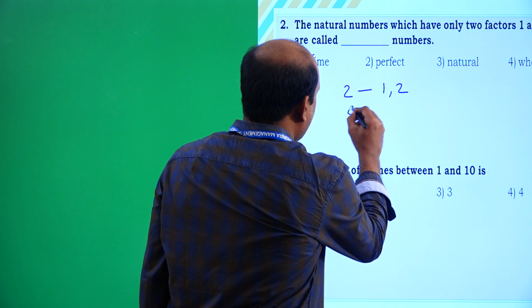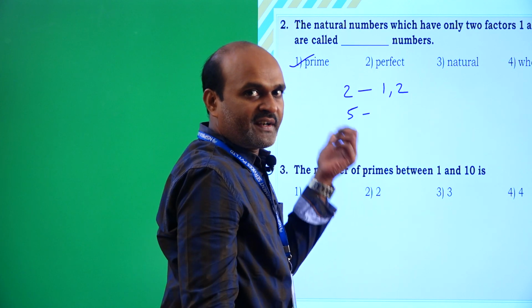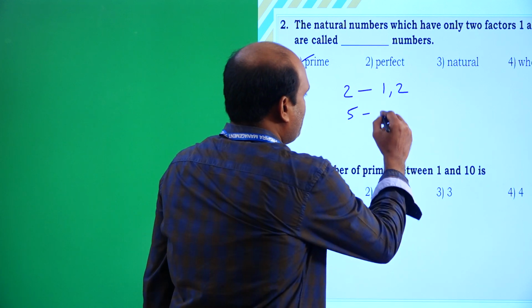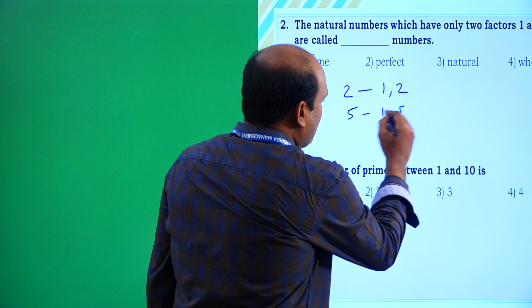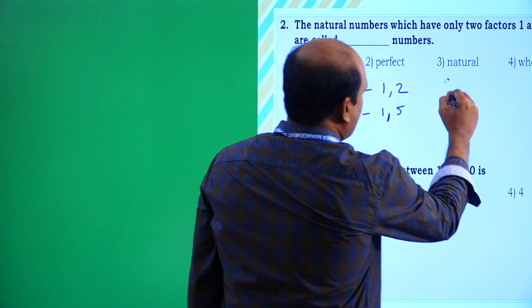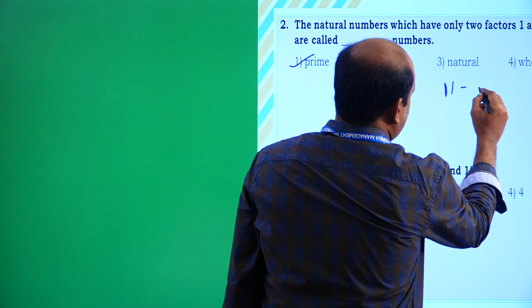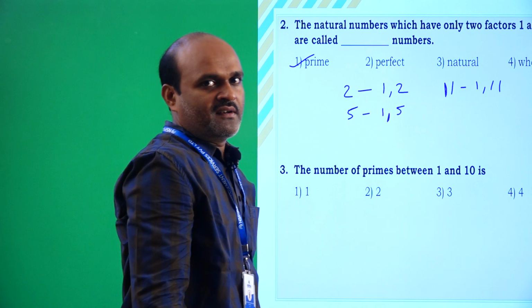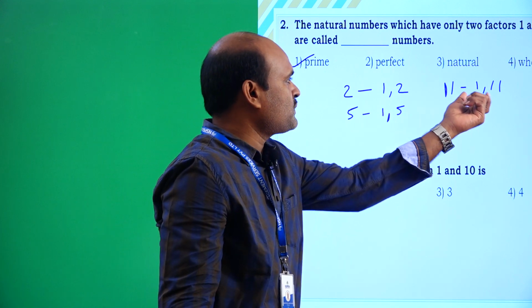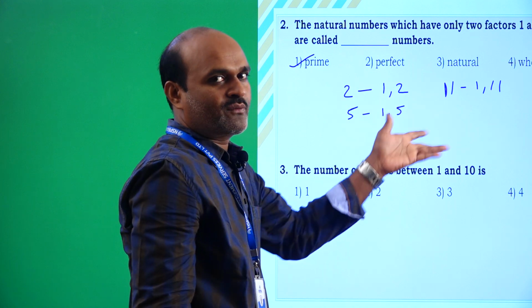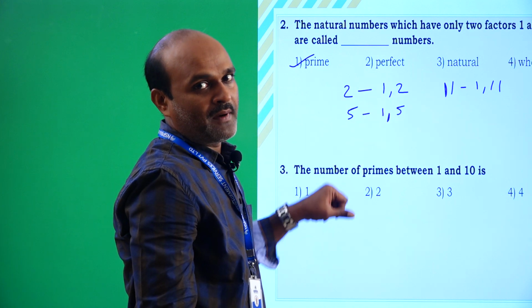Suppose you take 5, you know 5 is a prime number. Why is it called a prime number? What are the factors of 5? Factors of 5 are 1, 5. 1 and number itself. Suppose you take 11. What are the factors of 11? 1, 11. 1 and number itself. That's why 11, 2, 5 and so on are all called prime numbers.